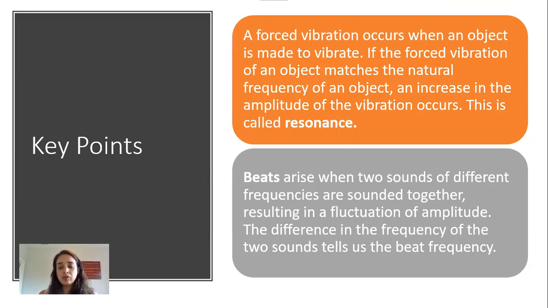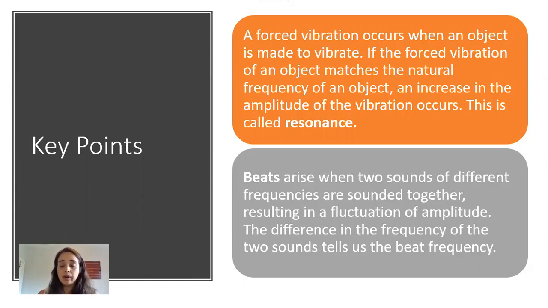If a forced vibration of an object matches the natural frequency of the object, an increase in the amplitude of the vibration occurs. This is called resonance. And resonance is exactly the reason why that glass shattered. The pitch of the girl's voice was exactly the same as the pitch of the glass, or the resonance frequency of the glass.